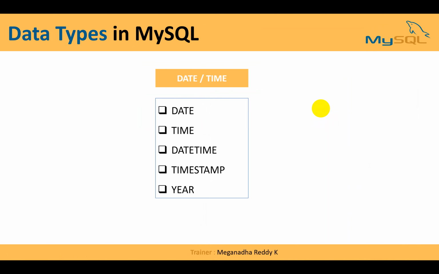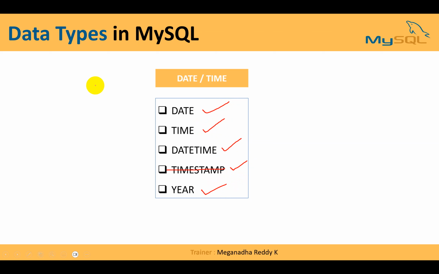When you deal with, let's say, storing employee details, you might need to store the date of joining of the employee, the punch in punch out time of the employee. So you need to store different values related to date. In MySQL, we have date, which will store only the date. Time will store only the time. Datetime will store date and time. Timestamp also stores date and time. For now, let's not worry about timestamp. We'll see that later. And year will store year.